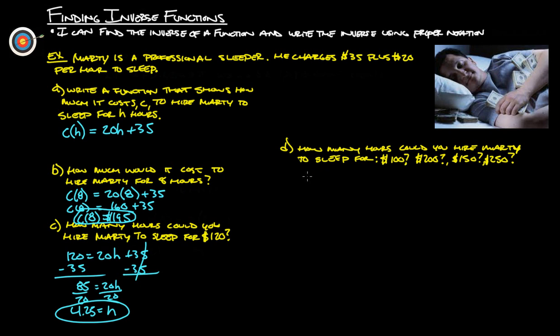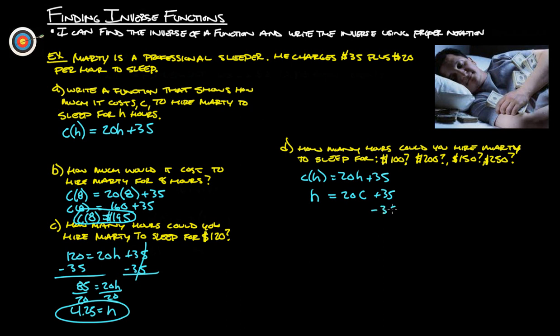So if we've got C of H equals 20H plus 35. Now, again, that's our Y, and this is our X, right? So we're just going to swap these two. Let's do H for hours equals 20 times C plus 35, because really this C of H, that's the Y. But I'm just going to put it in as C just to keep it consistent with what we have here.